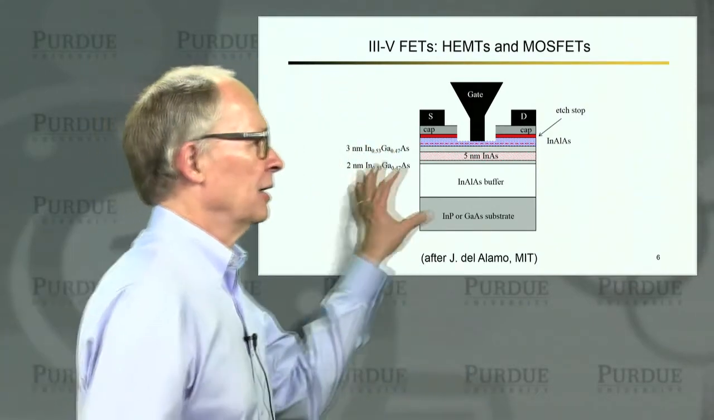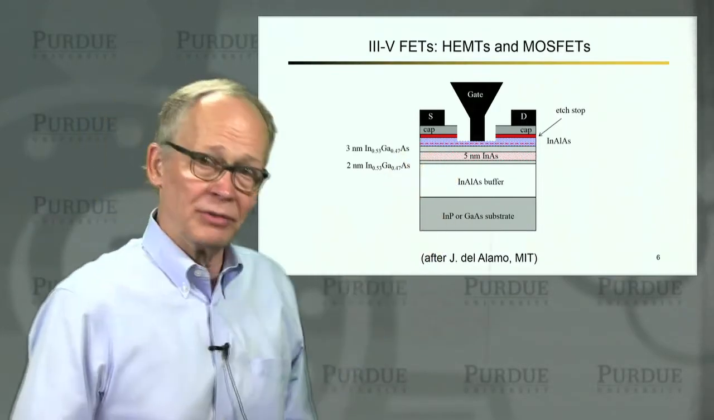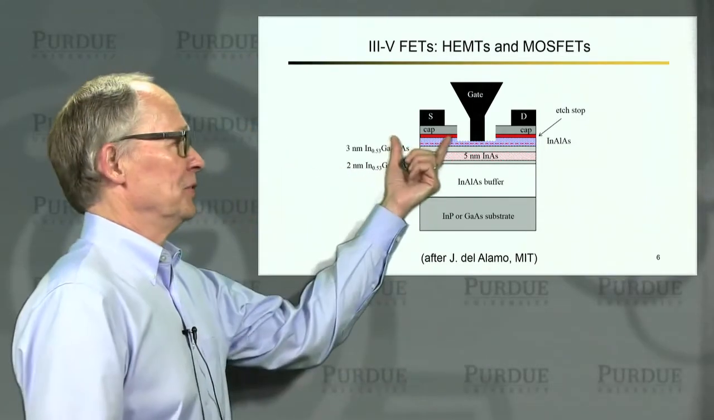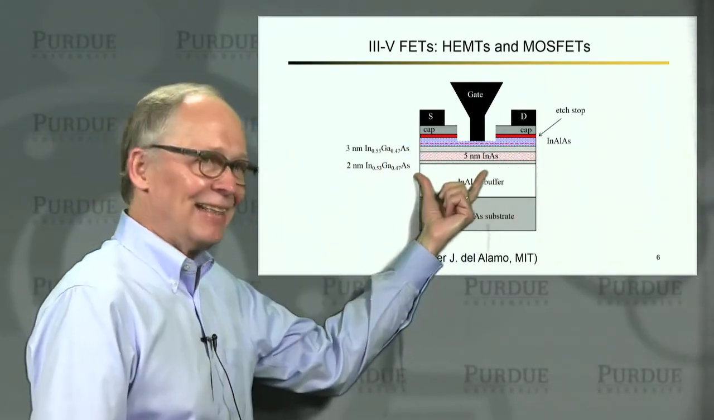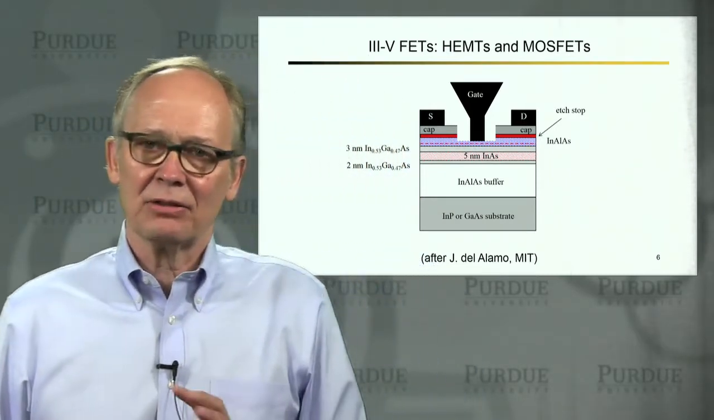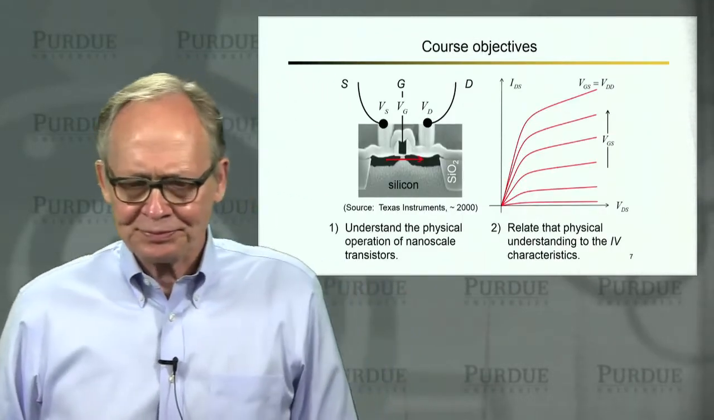And you can see that the device structure of a typical III-V HEMT is much different from a silicon MOSFET, but there's a source, there's a drain, there's a gate, and it really functions under the same basic physical operating principles. So we'll talk about this device a little bit also.